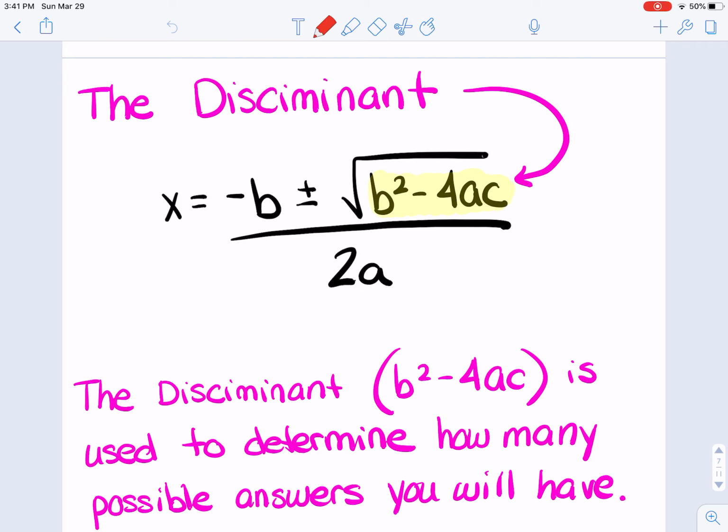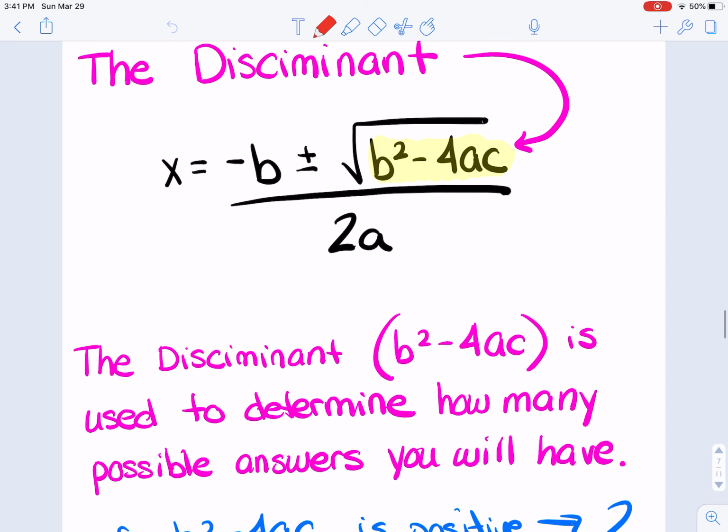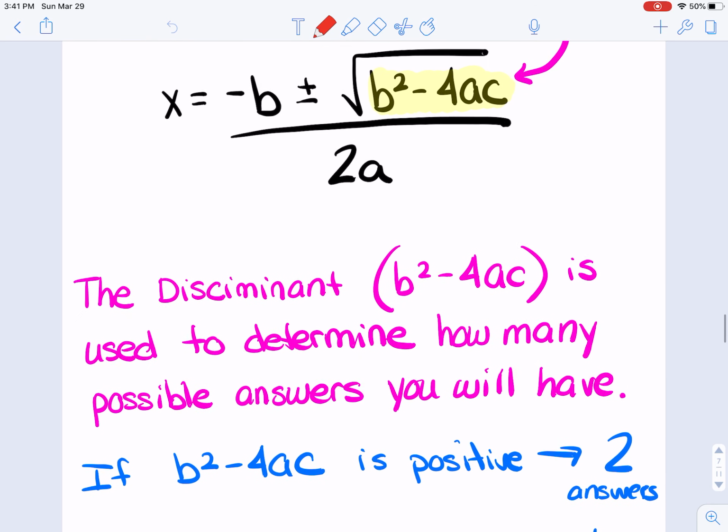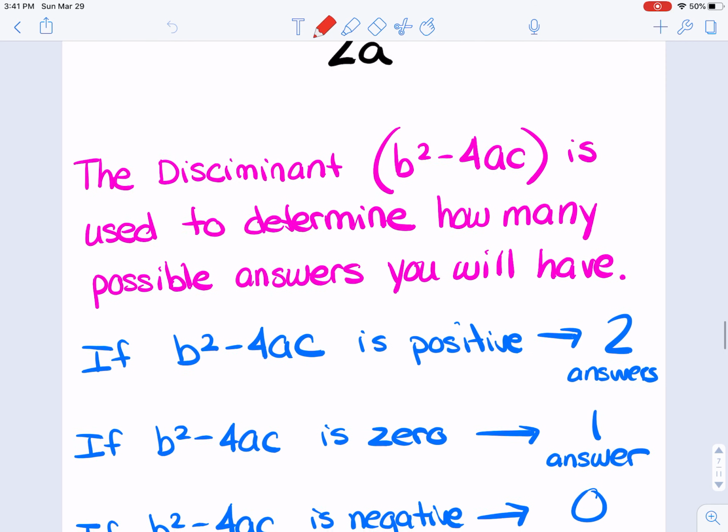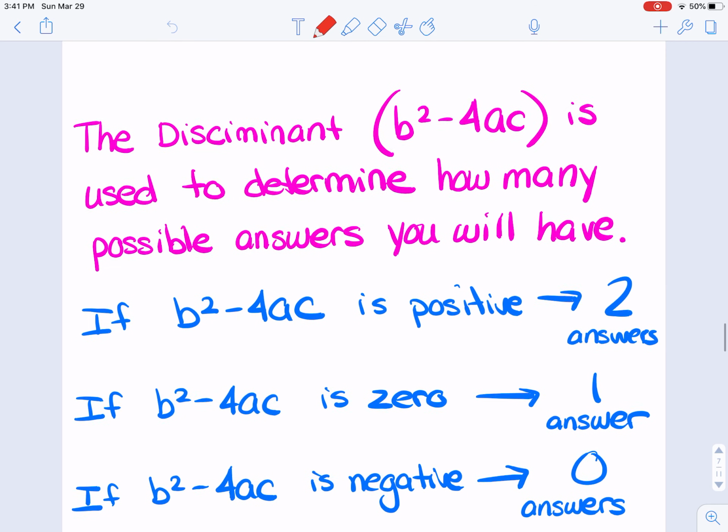If they ask you to solve an equation, you're not going to use the discriminant. You're going to use the full out quadratic equation in order to solve. Now the discriminant is just the part underneath the square root sign. It does not include the square root sign. It is just b squared minus 4ac. And again, this is used to determine how many possible answers you will have.